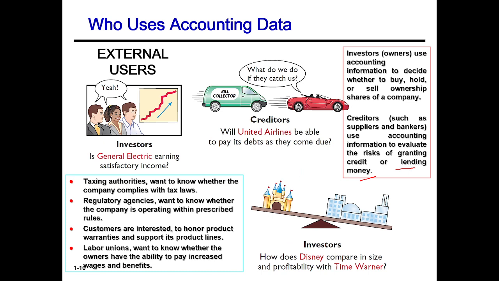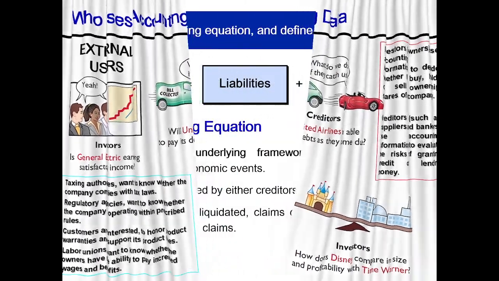The taxing authority wants to know whether the company complies with the tax law, and the regulatory agency wants to know whether the company is operating within its prescribed rules. The customers are interested in whether the company will honor product warranty and support its product line. A labor union wants to know whether the owner has the ability to pay increased wages and benefits.